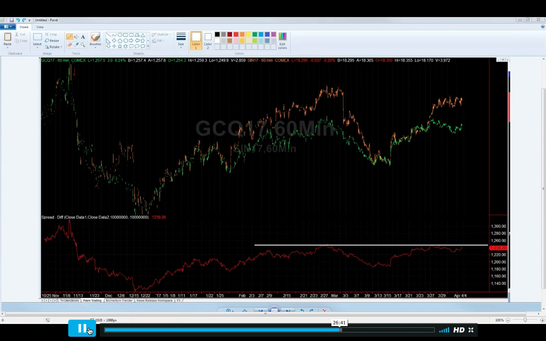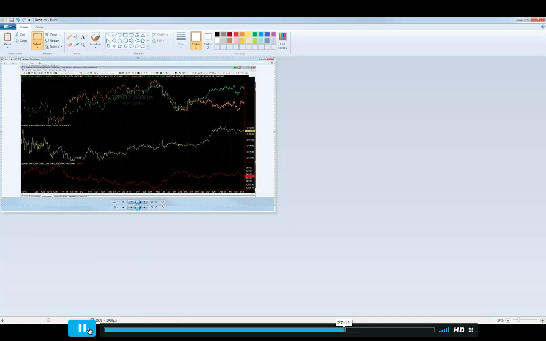Then here's some other ones. So, silver versus platinum. Silver versus platinum, April 12th. This one made 170 per pair.